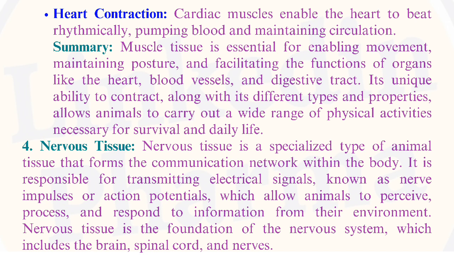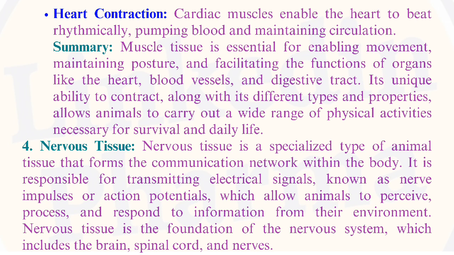4. Nervous tissue. Nervous tissue is a specialized type of animal tissue that forms the communication network within the body. It is responsible for transmitting electrical signals, known as nerve impulses or action potentials, which allow animals to perceive, process, and respond to information from their environment. Nervous tissue is the foundation of the nervous system, which includes the brain, spinal cord, and nerves.